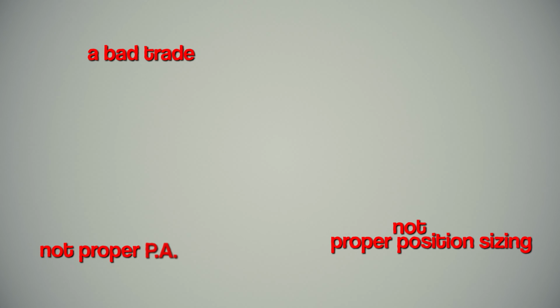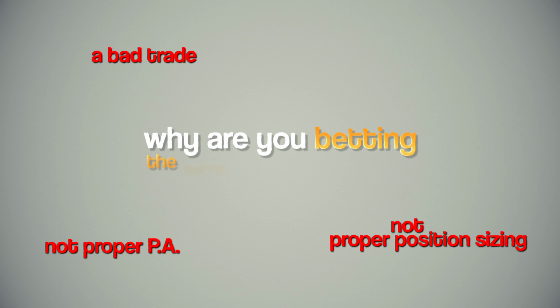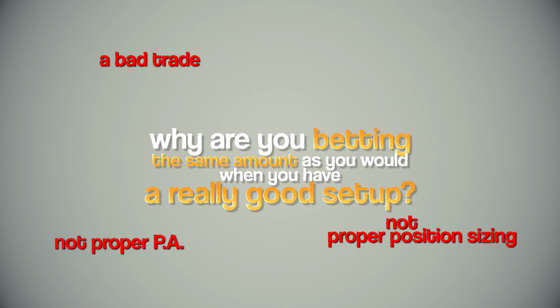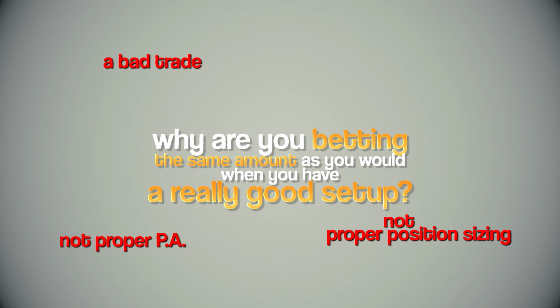If you're dealt a bad trade or just not proper position sizing or not proper PA, why are you betting the same amount as you would when you have a really good setup, when the price action has been really clean and easy for you to read? Those are the A+ setups where you should be betting heavier. Put the chips on the table when there is the highest probability of you having a good trade.